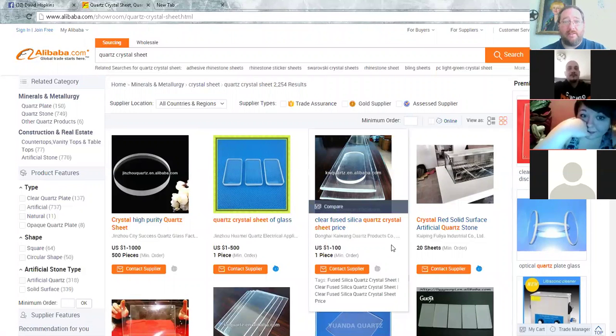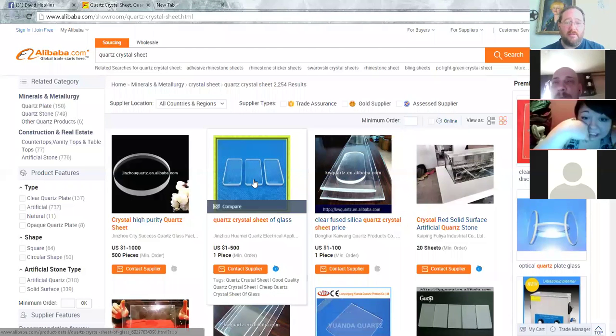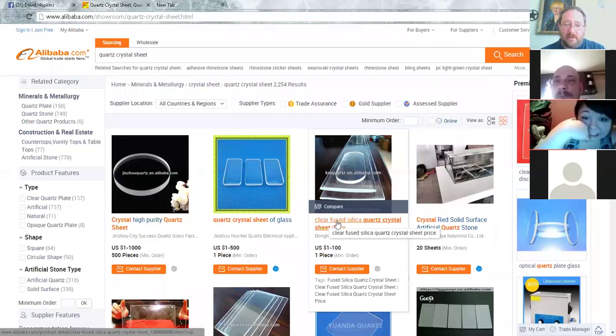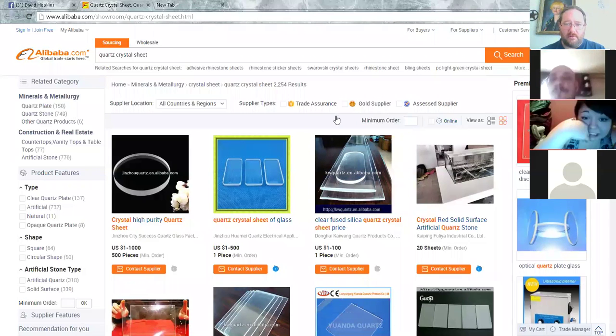Can you all see that? Yeah. Those are quartz crystal sheets. And they're big. I mean, they're very small, but they're very big. And this sheet right here, for instance, let me see. Clear fused silica quartz crystal sheet. Okay? These are what are programming our computers, our television, all of our stuff. Here, let me see if I can scroll. There we go.